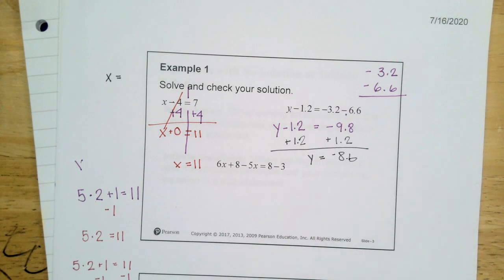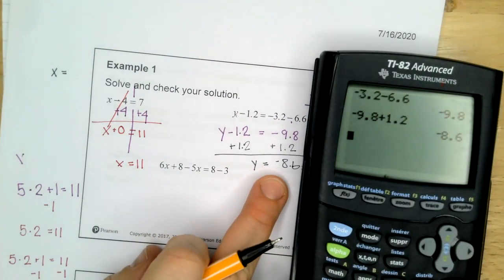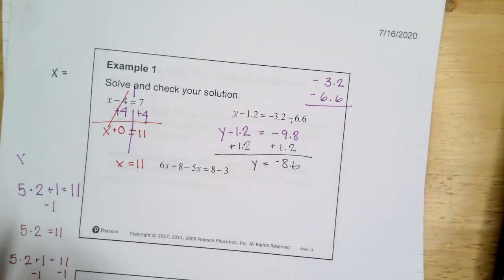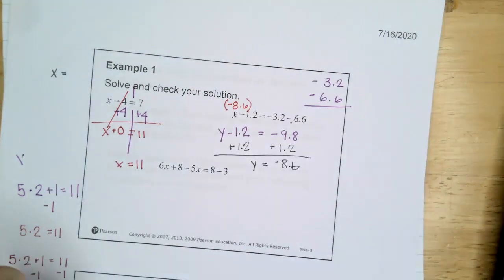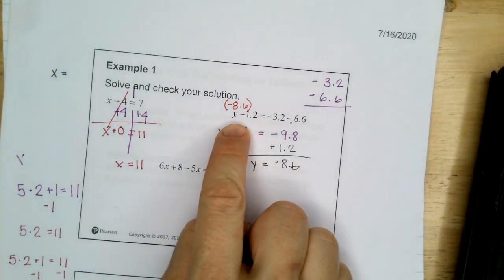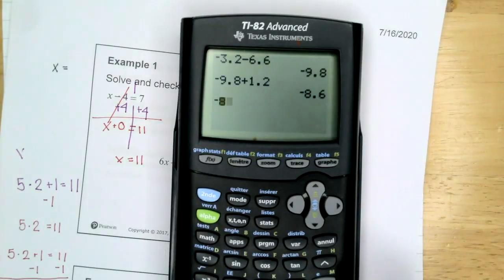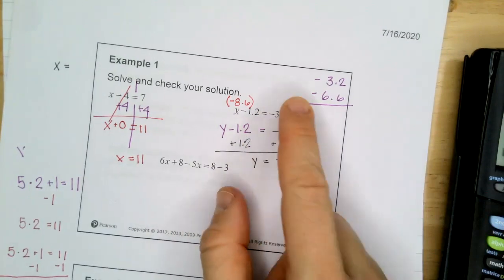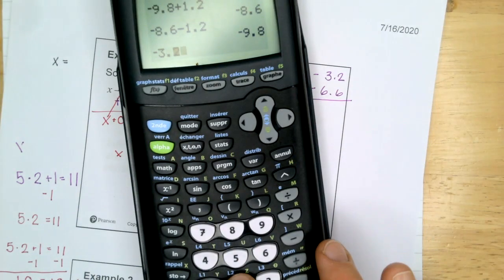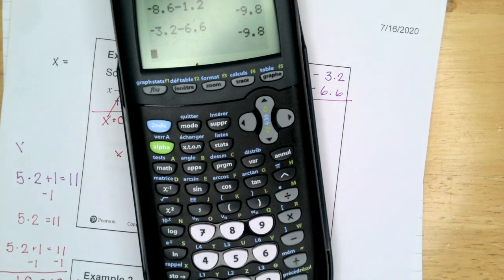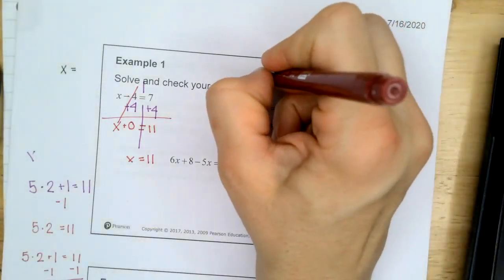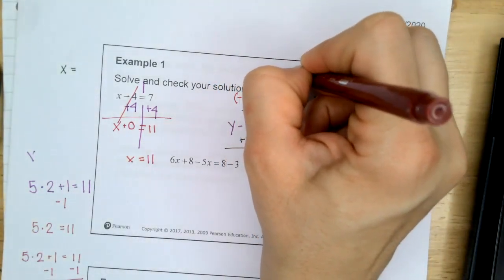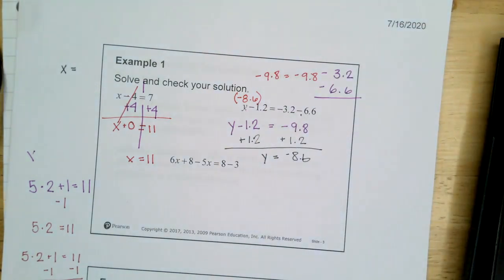Good? And, sorry, check your solution, forgot that part. Negative 8.6, I think that's my answer, so I'm going to write it right here, negative 8.6. And if I take negative 8.6, put it in minus 1.2, I get negative 9.8. Again, I'll just add these just to be safe. Negative 3.2 minus 6.6, negative 9.8. So both sides of my equal sign are negative 9.8. So I feel I have checked it.